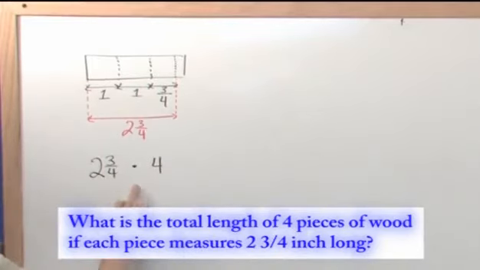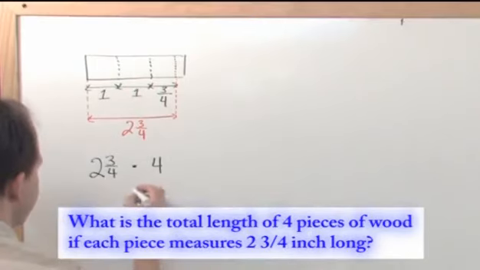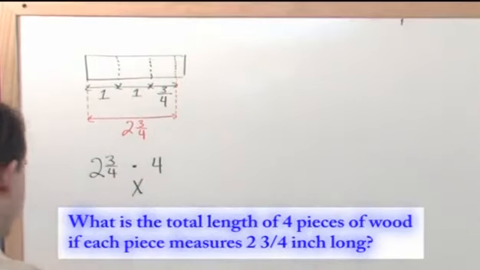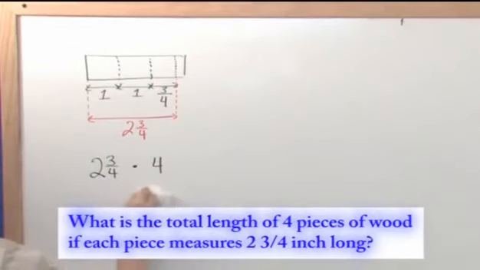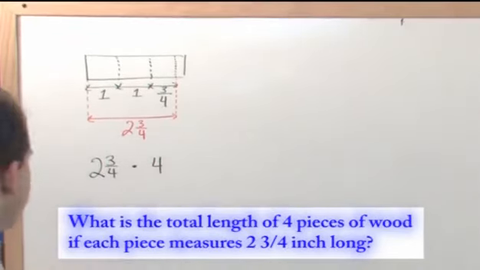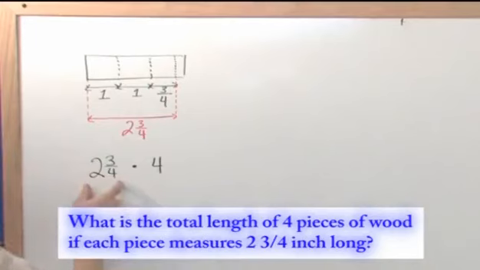So don't get scared off by this if you've never seen that dot before. That just means multiply. It's the same thing you would see if you saw an X here. It just means multiply, so it's nothing new there. I like using the dots because they're smaller and they get out of the way more, and it makes your paper look cleaner. So this means multiplication: 2 3/4 times 4.